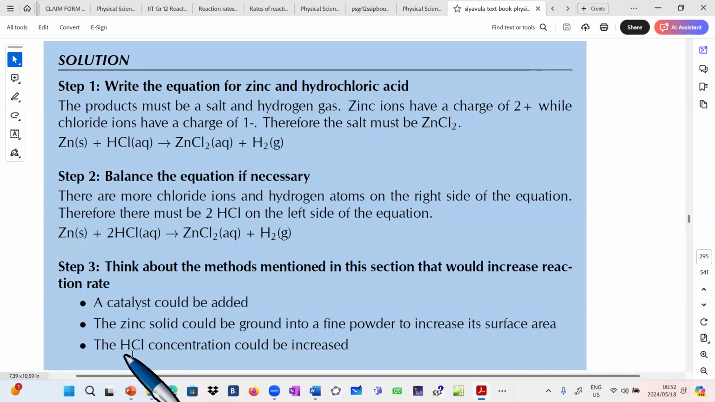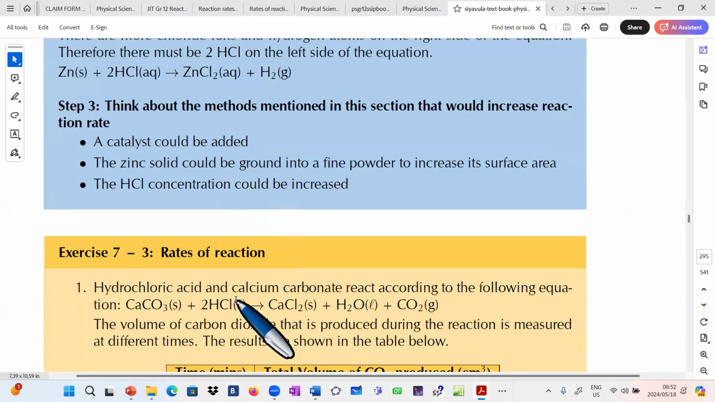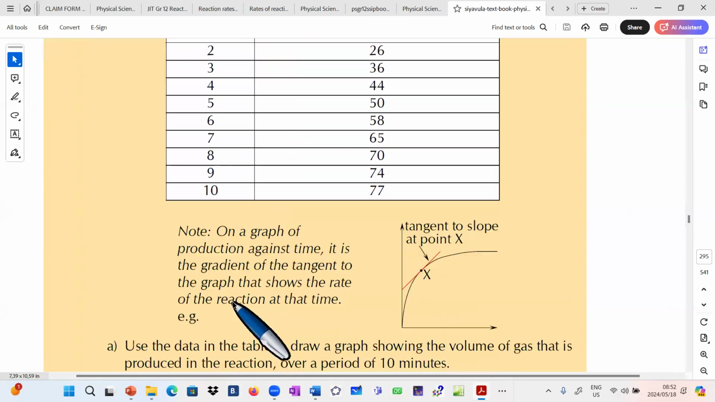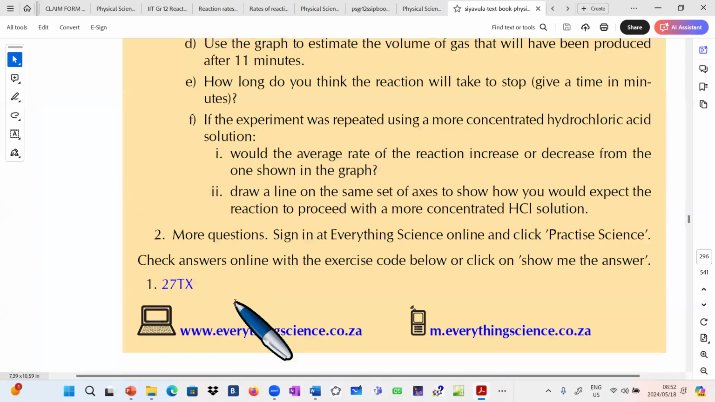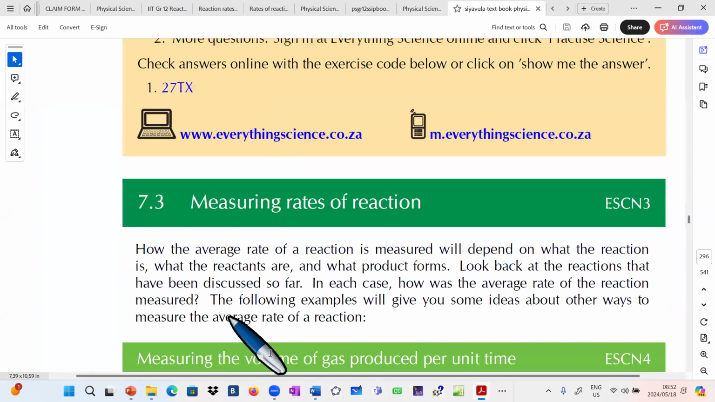But also the HCl concentration could be increased. Because this HCl is in an aqueous state, you can just increase the concentration, or you can add a catalyst to this reaction. There are a couple of exercises we have to look at, so take it easy.